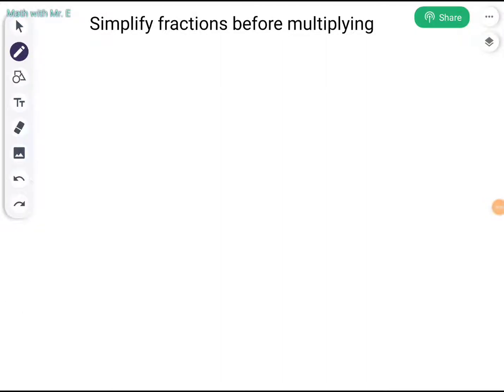Okay, so we are going to take a look at simplifying fractions before we multiply. We know that when we multiply fractions, we can always simplify at the end, right? So for example, let's do 2/3 times, let's say, 6. Again, we can turn that 6 into a 6/1.